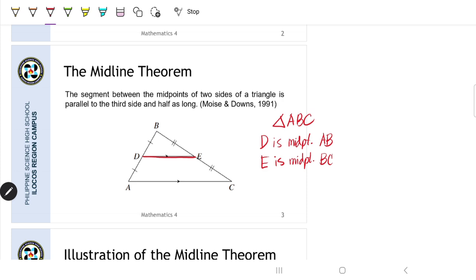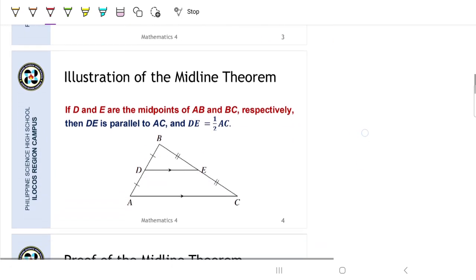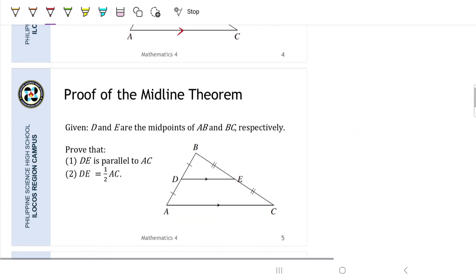So ang sinasabi sa midline theorem, if D and E are the midpoints of AB and BC respectively as shown in the image, then this segment DE is parallel to the third side, which is side AC, and we can also say that DE is 1/2 the length of AC. So, very simple lang ang sinasabi sa midline theorem. Now, we are going to prove it.